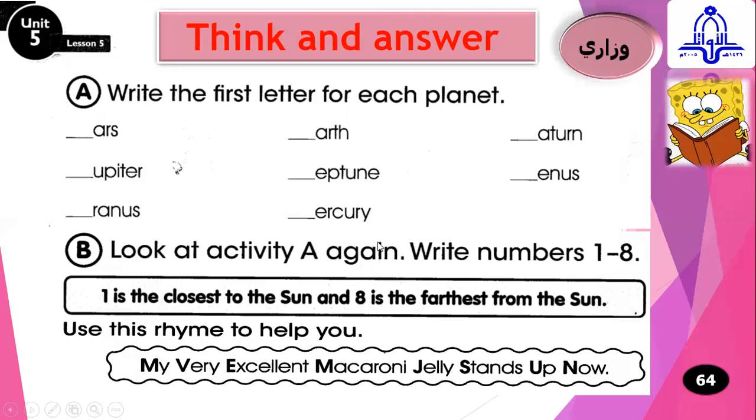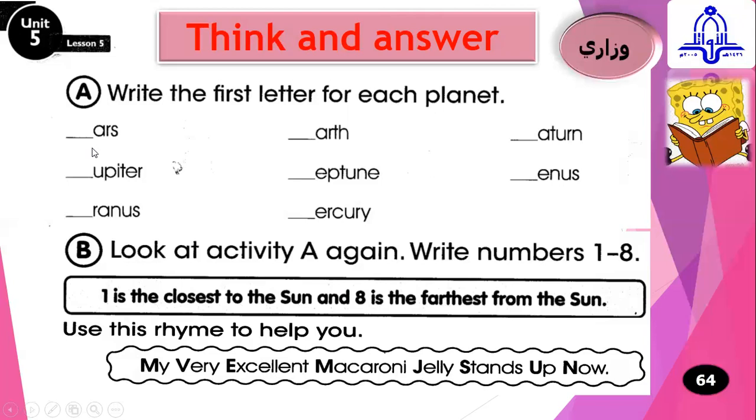انظر إلى تمرين A مرة ثانية. Write numbers 1 to 8. اكتب الأرقام من 1 إلى 8. يعني he wants me to write the first letter of each planet and write the order of each planet. يعني نكتب الحرف الأول من كل كوكب مع كتابة ترتيبه ضمن المجموعة الشمسية. He said 1 is the closest to the sun. يعني رقم 1 سوف تكون للكوكب الأقرب إلى الشمس. And 8 is the farthest from the sun. ورقم 8 سوف يكون للكوكب الأبعد عن الشمس.